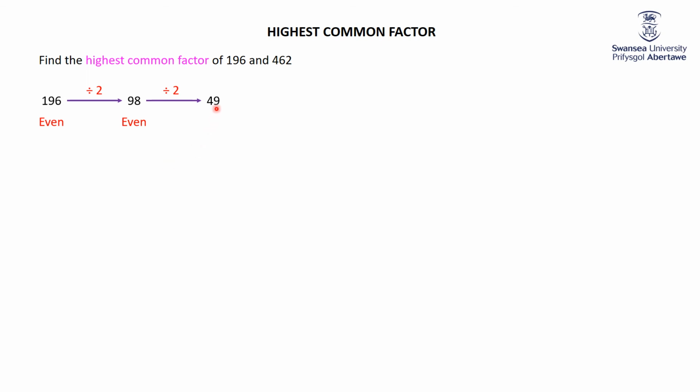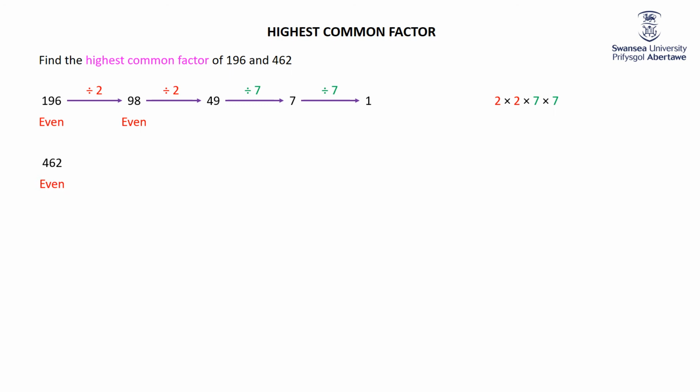Now 49 is not divisible by 2. 4 plus 9 is 13, so it's not divisible by 3. It doesn't end in 0 or 5, so it's not divisible by 5. Is it divisible by 7? Yes, it is, because 49 is divisible not just once by 7, but twice by 7 to get down to 1. So the factors of 196 are 2 times 2 times 7 times 7.